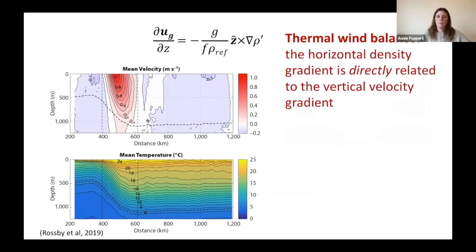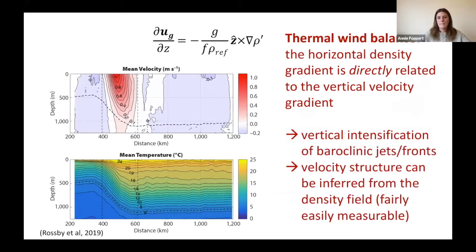And so thermal wind, using geostrophy and hydrostasy, you get that the horizontal density gradient is directly related to the vertical velocity gradient. And this manifests itself as vertical intensification of baroclinic fronts and jets. It's also why a lot of times, especially in oceanography, you hear jets and fronts used interchangeably, because they're directly related to each other. So when you have a strong density front, you have a thermal wind jet.